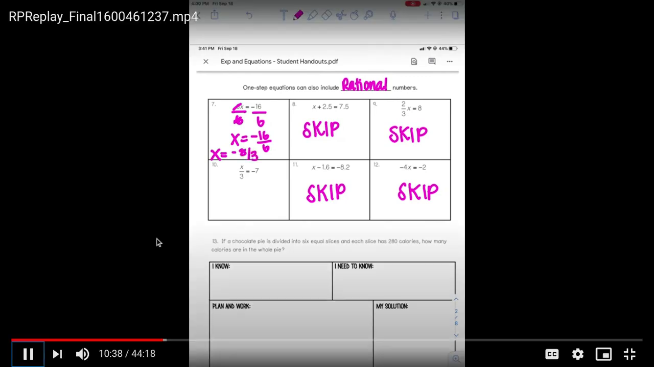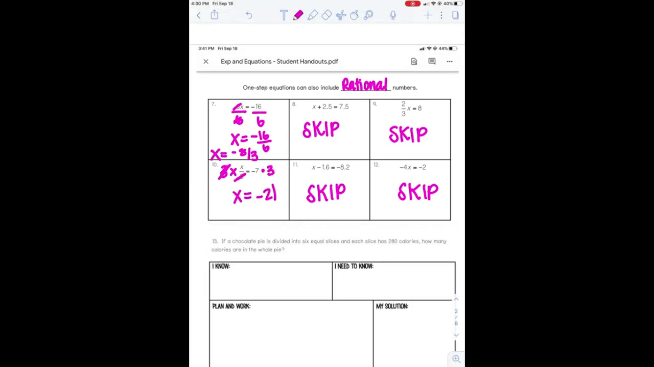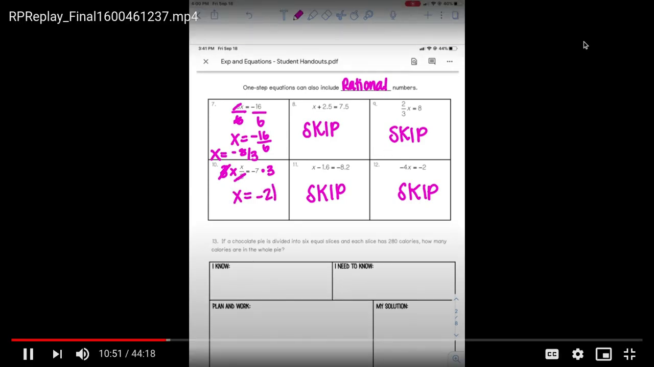And down here on number 10, you can see I've got x divided by 3. So I'm going to use the opposite of division, which is multiplication. And I'm going to multiply both sides times 3. You can see my 3's on the left are going to cancel out and leave me with just x. And that's going to give me x equals negative 21.